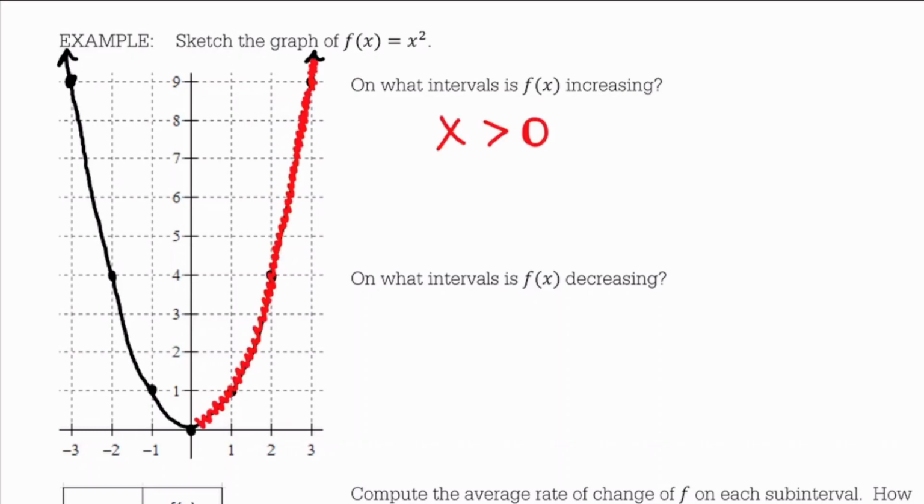And that means that, when we're looking at a picture of a graph, the function's going to be increasing when, as we move left to right on the graph itself, it is going up. And then as far as decreasing, that would be when x is less than 0, because the average rates of change are all negative. So I would say that f is decreasing on the interval where x is less than 0.